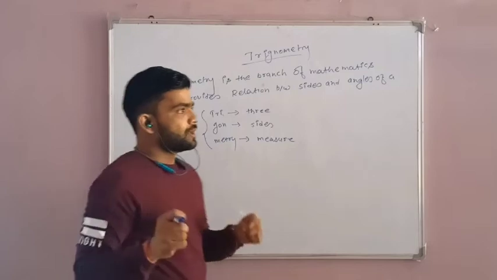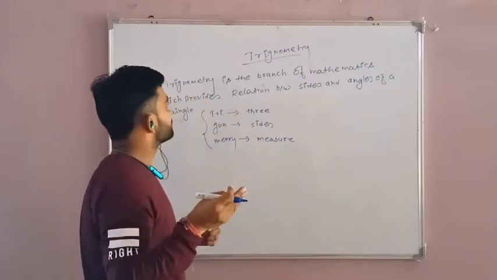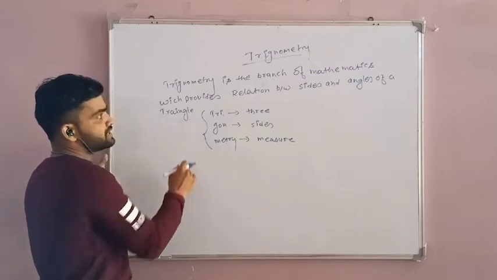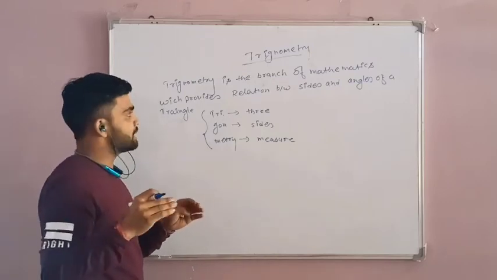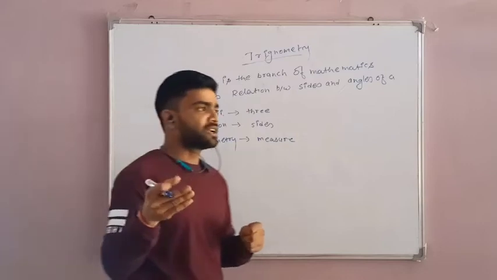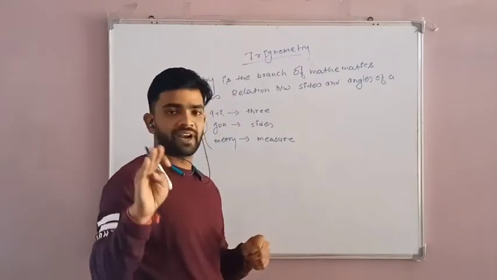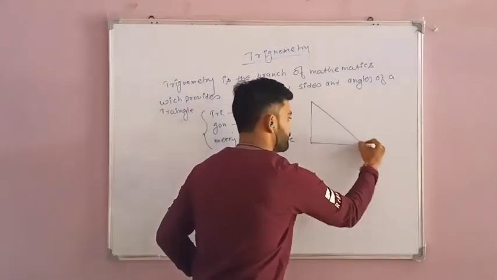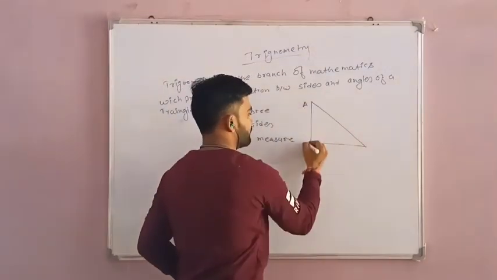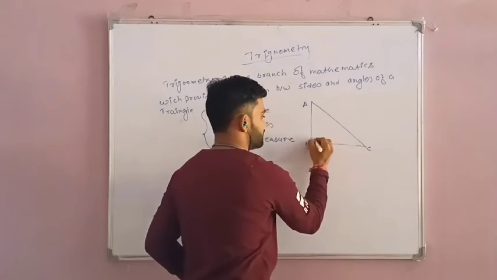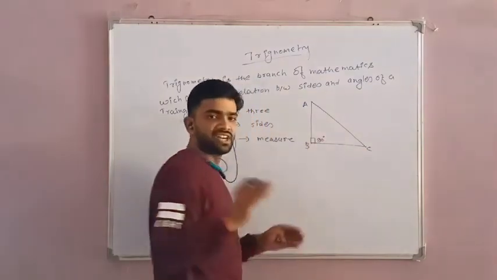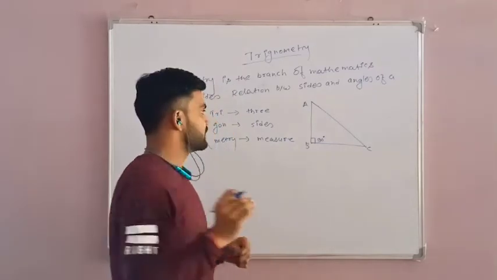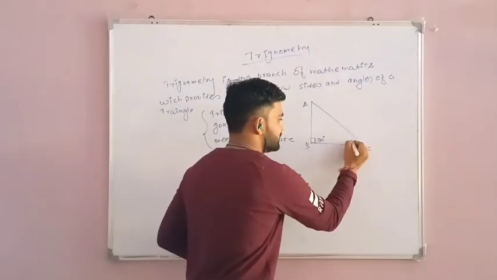Now, before going to introduce trigonometry, we are going to discuss on which triangles trigonometry is applied. So trigonometry is basically applied for right triangles. What is the right triangle? A triangle which has one angle of 90 degrees. So trigonometry is basically applied for right triangles in which one angle is theta.